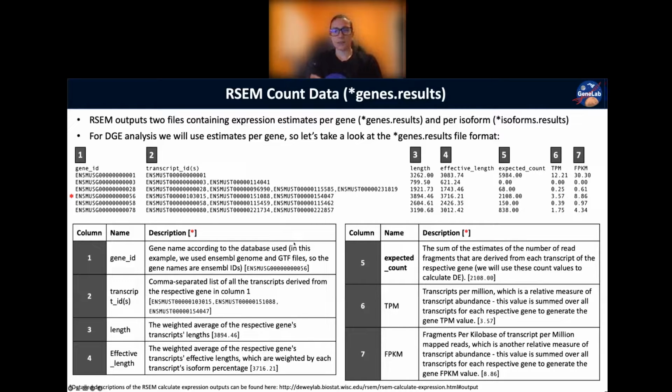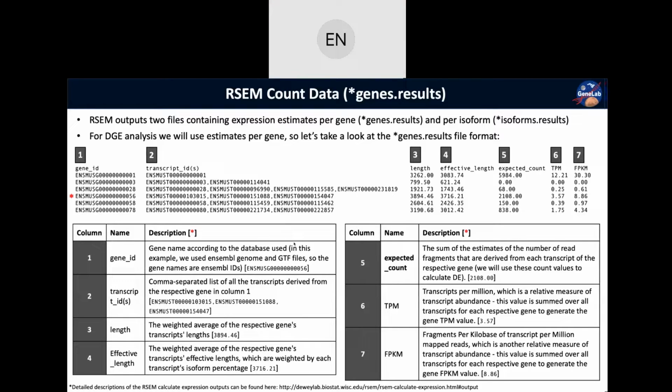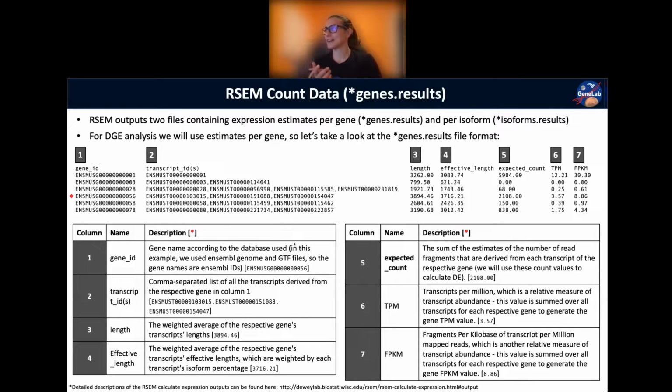Questions about any of these columns? We're going to be looking at them during the Jupyter Notebook portion. Yeah, I have a couple of questions. Why is it called the expected count instead of the estimated count? I don't know. Does anyone know why the developers named that column expected count?